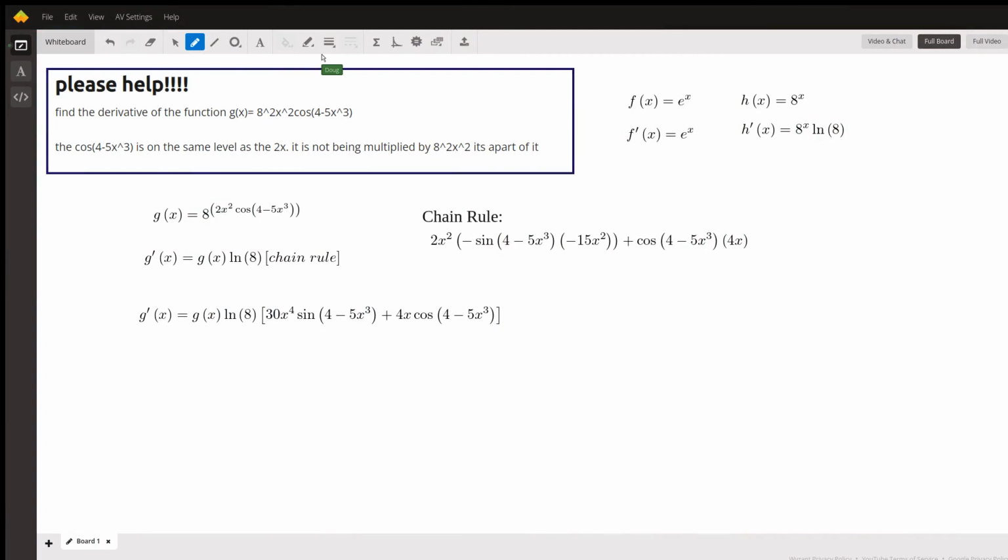Okay, hopefully we've got this definition for g of x interpreted correctly. 8 raised to this power. What's the derivative?